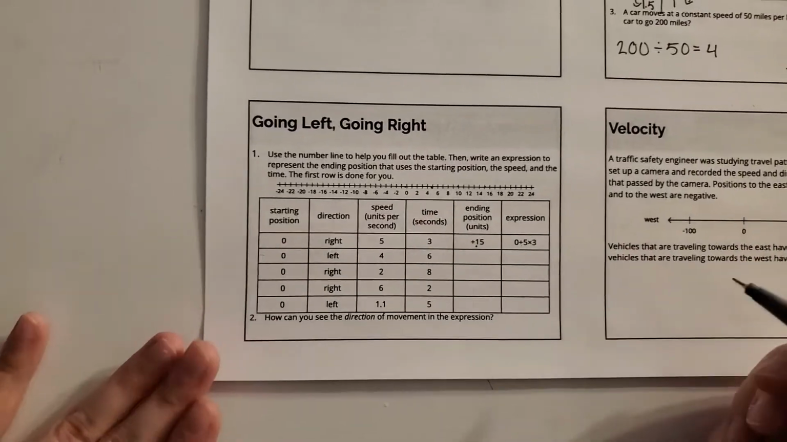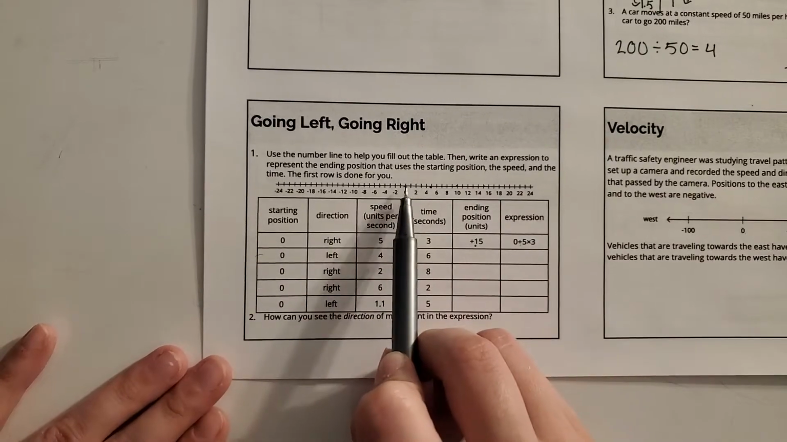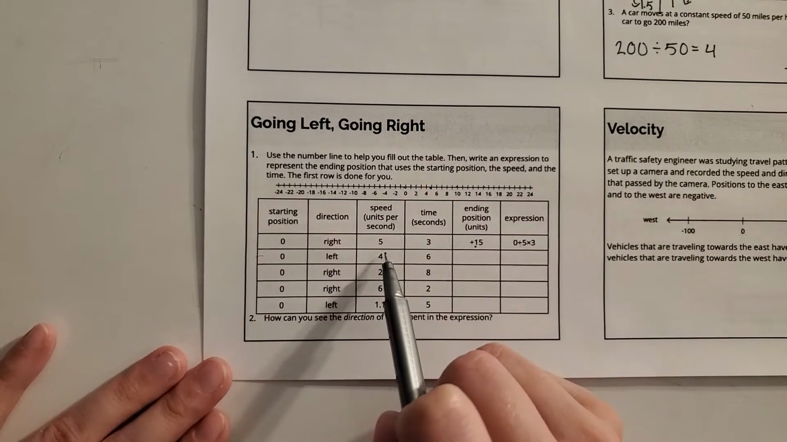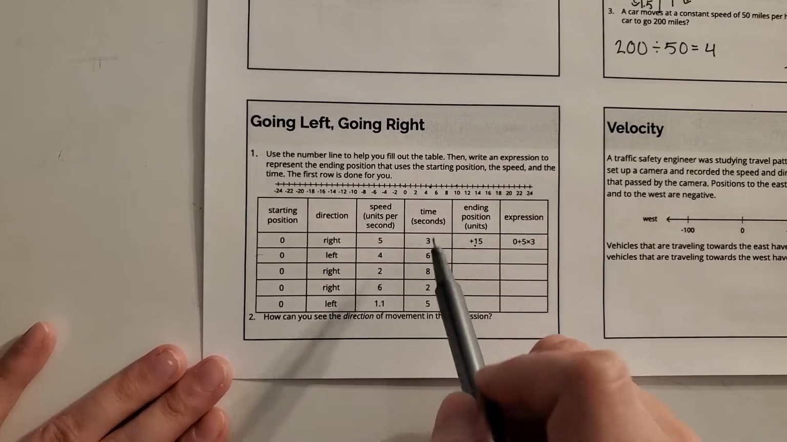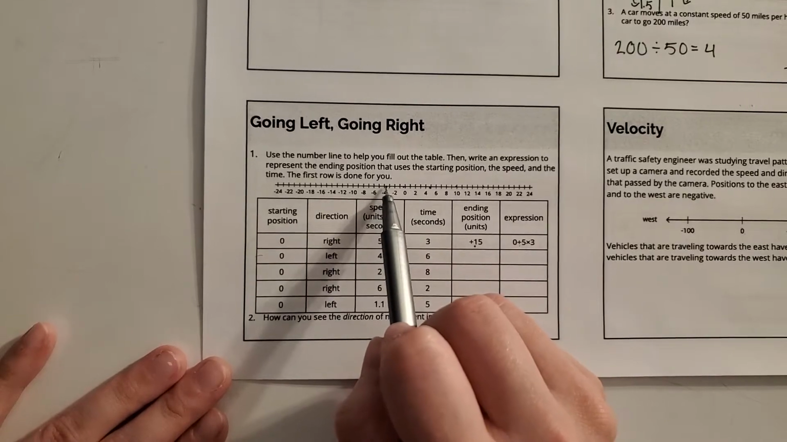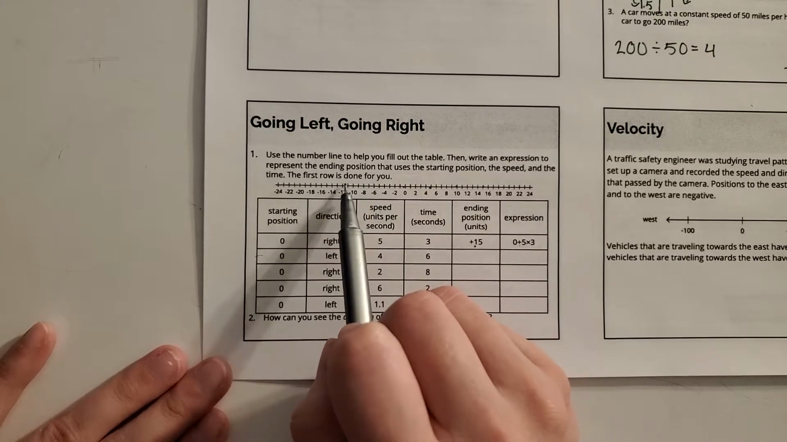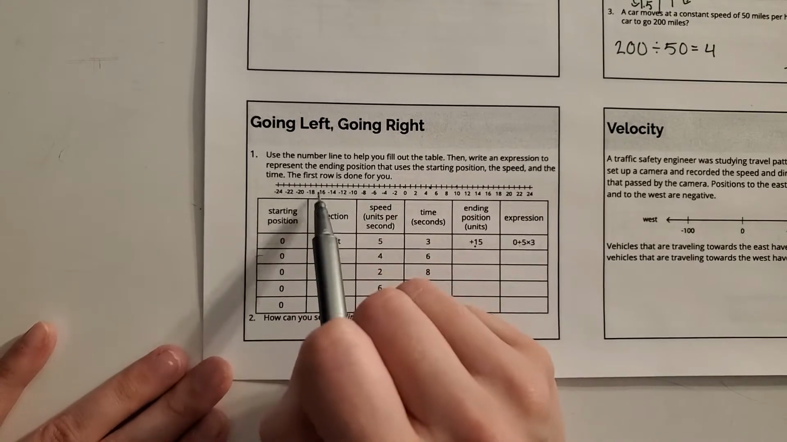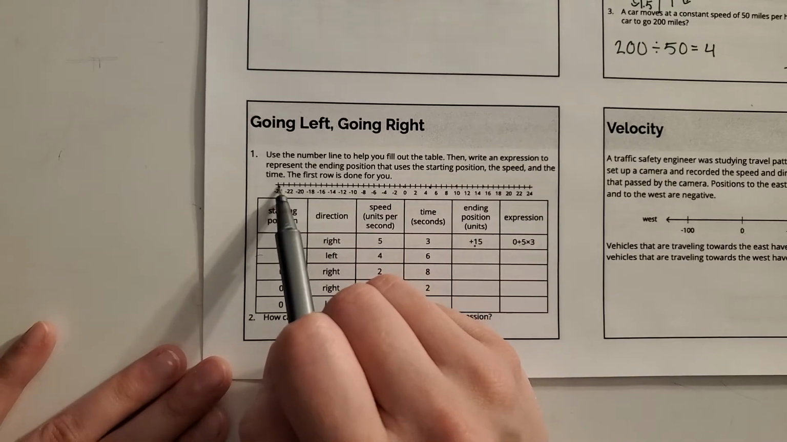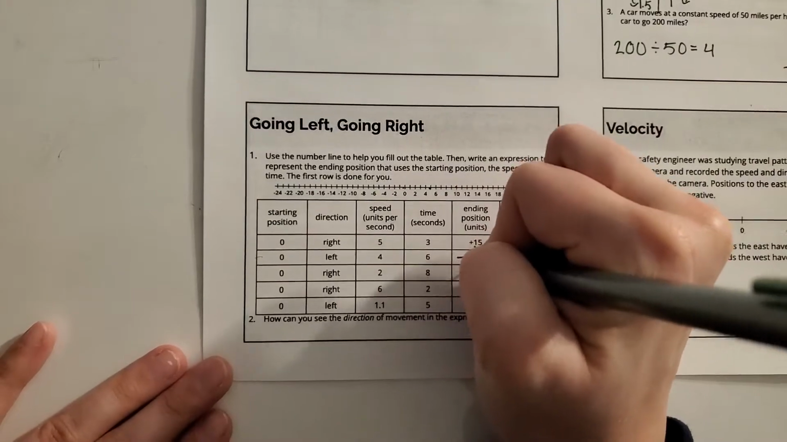All right, so if we start at 0 again and we move left, that means we're moving towards negative numbers. So we are moving 4 units per second for 6 seconds. So if I move 1 second, that would be -4. If I move another, that would be -8, and then -12, -16, -20, and finally -24. So our ending position would be -24.